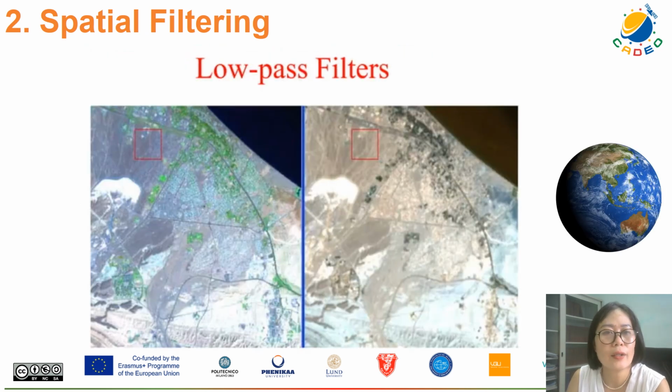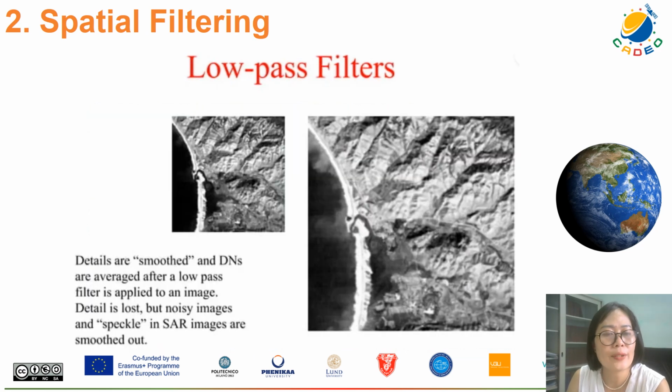Here is an examination of the image after applying the low-pass filters. As can be seen, after applying low-pass filters, details are smoothed and digital numbers are averaged after a low-pass filter is applied to an image. Detail is lost, but the noisy image and speckle inside the image are smoothed out.